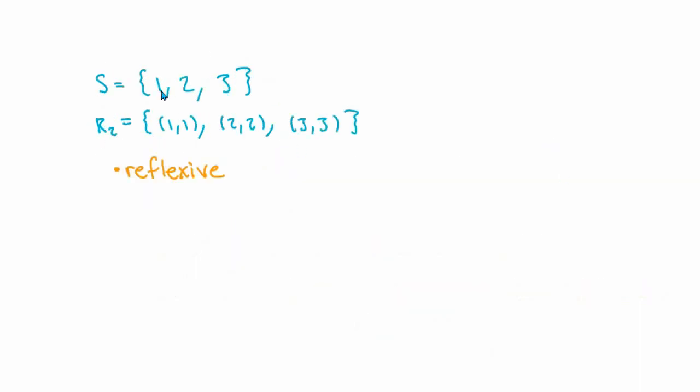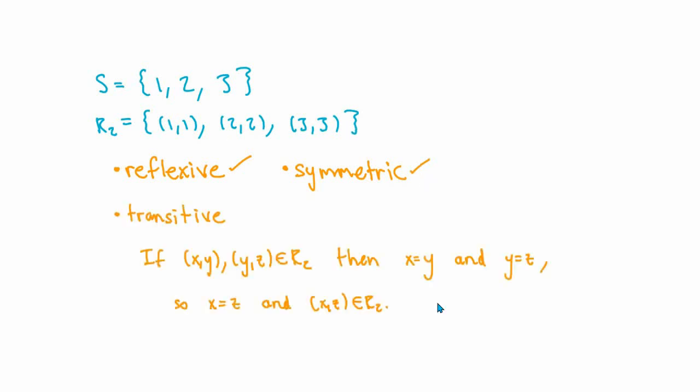Well, first of all, because (1, 1), (2, 2), and (3, 3) are all elements of the relation, it is reflexive. And secondly, for every (x, y) in the relation, (y, x) is also in the relation, so it's also symmetric. And finally, since all of the elements of this relation have their 2 coordinates equal to each other, if you have 2 ordered pairs (x, y) and (y, z) in the relation, then x has to be equal to y and y has to be equal to z, which means that x is equal to z, and therefore (x, z) is also an element of the relation. That shows that this relation is also transitive, so it's an example of an equivalence relation.